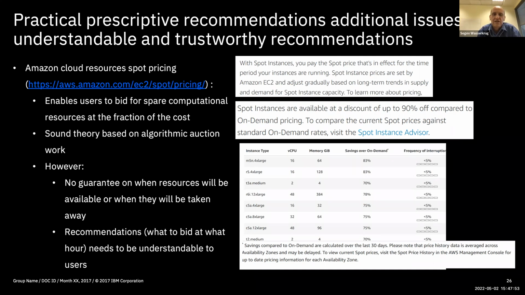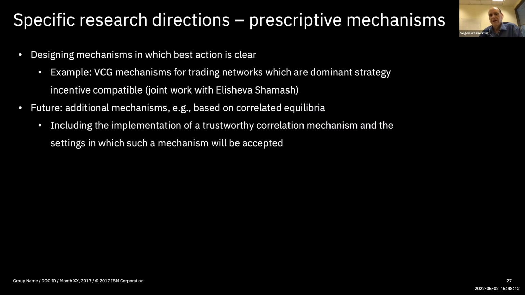So there are a lot of additional aspects that need to be taken into account when applying game theory in practice, even when the theory is there. So this is the big picture. What I can talk about next are some of the specific research directions that I've been working on, many of them with people on this call.